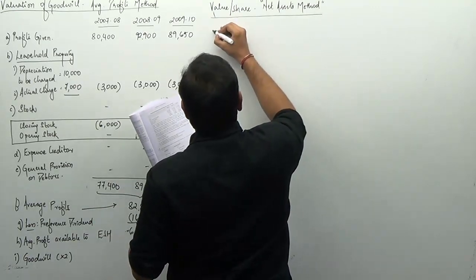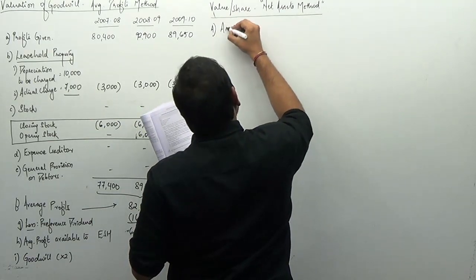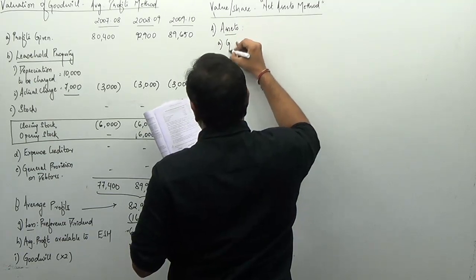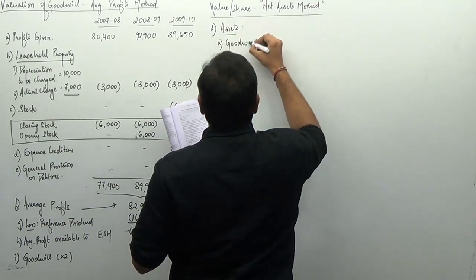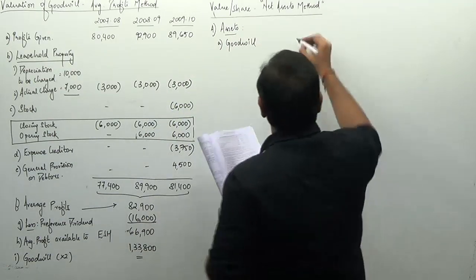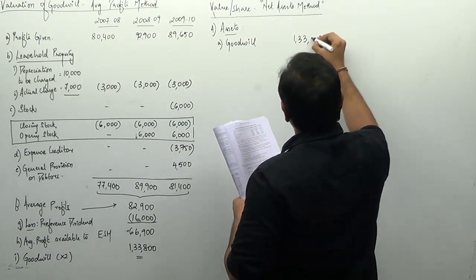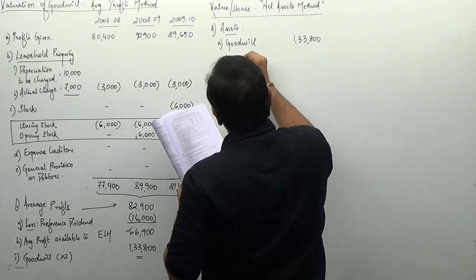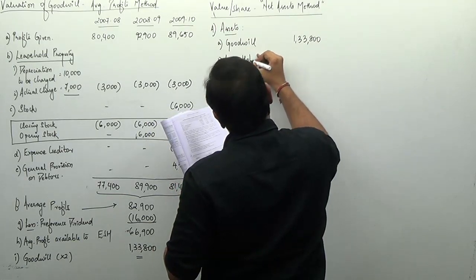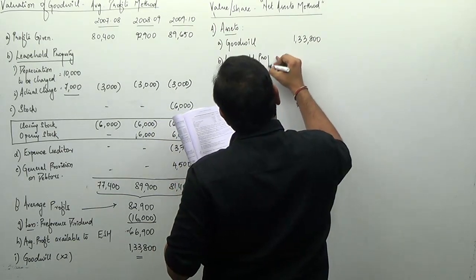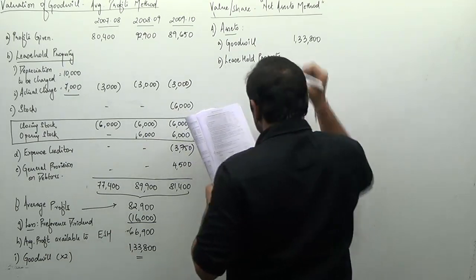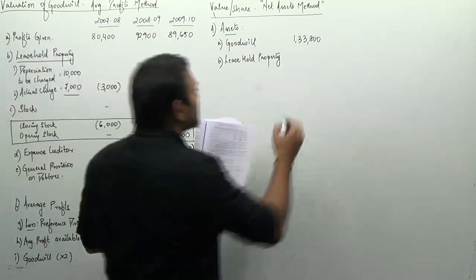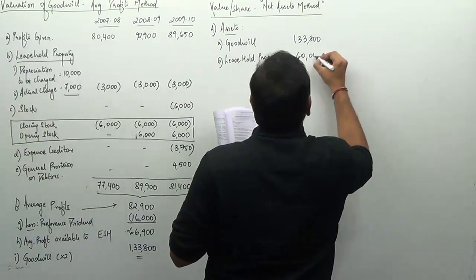Let me start with this. First one is assets. First one is goodwill. Goodwill, I will not take the balance sheet value. I'll take the valuation which is just done: 1,33,800. Second one, leasehold premises, leasehold property, 6 years to run, 10,000 every year. So my total value of leasehold premises should be only 60,000.